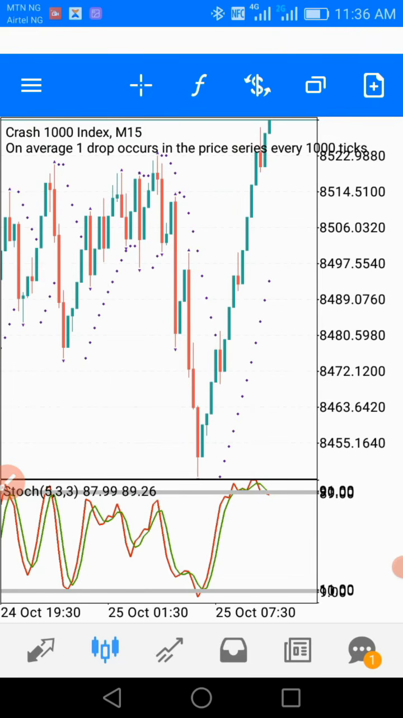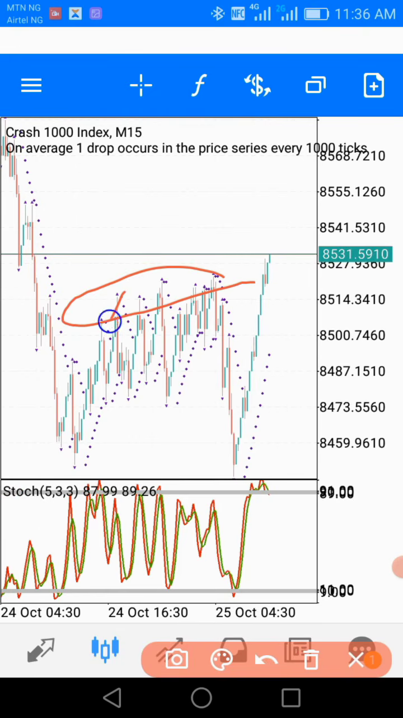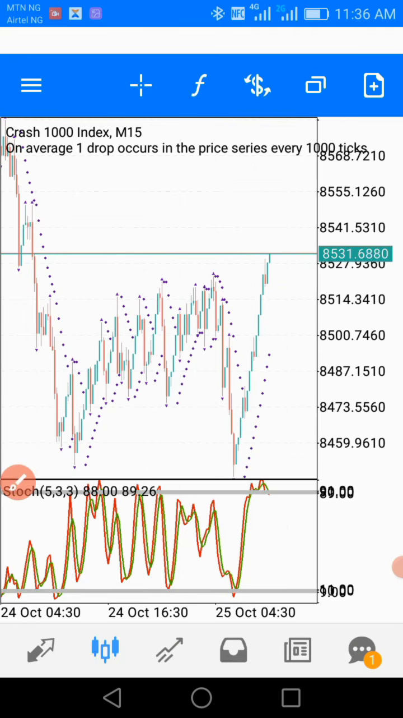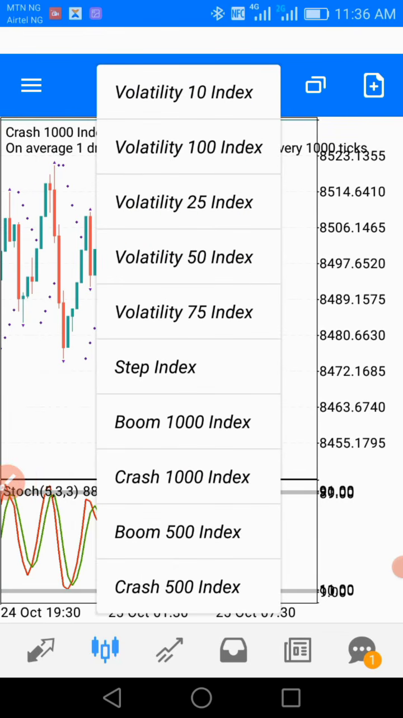Now let's check Crash 1000. You see what I mean? It's still moving because it has broken this support. It tested it once, twice, thrice. This is the fourth one, and it's dangerous already. That's why I did not take this trade, because the resistance level has been tested up to three times, and this is the fourth one, and it is breaking it, just as we can see.